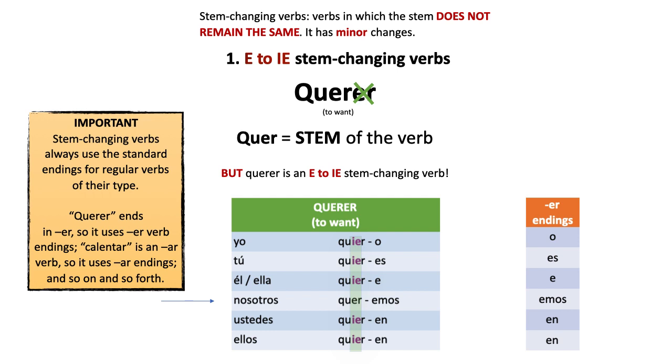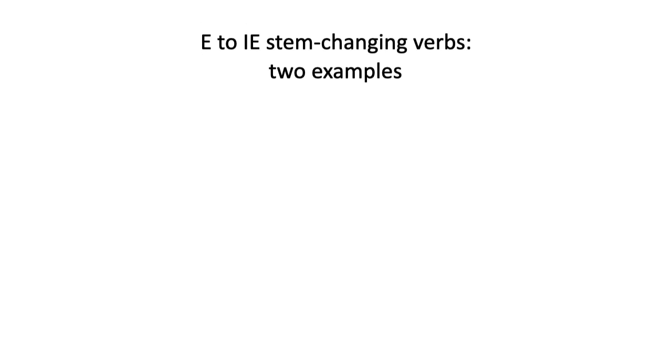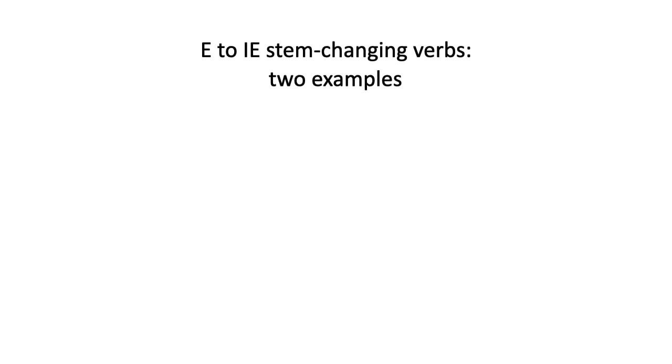But not all E to IE stem changing verbs are er verbs, right? For example, we have calentar, which means to heat up, like heating up your food or something, right? So it is an E to IE stem changing verb, but it's also an AR verb, right? So I make the changes to the stem and I also add the AR endings, okay? Let's look at a couple more examples of E to IE stem changing verbs so that you see what I mean with this rule about the endings.